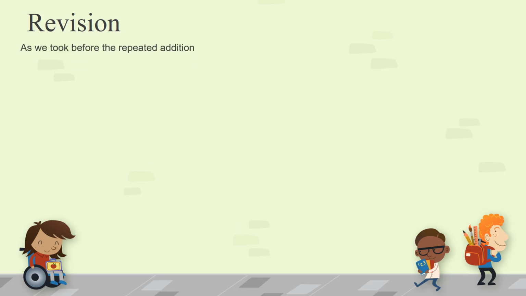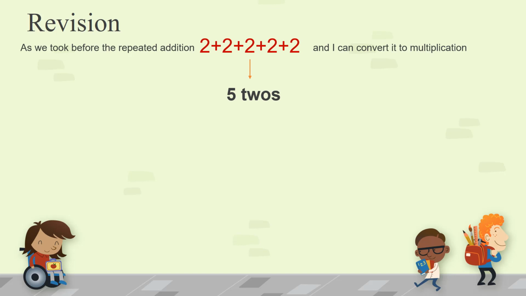We talked before about repeated addition. Now I am repeating twos a number of times. How can I convert it into multiplication? I repeat twos a number of times, and how many twos do I have now? I have five twos. Instead of repeating twos over and over again, what should I do?